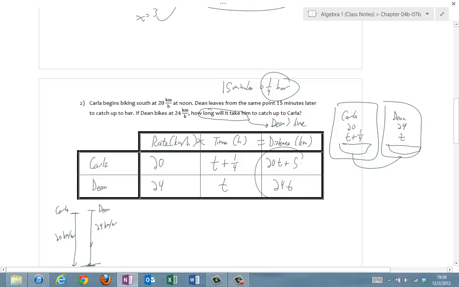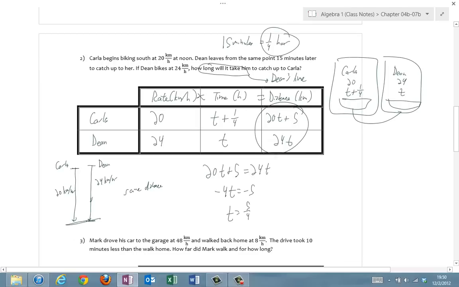It's like, how do we relate these two? Remember, if we looked at what's going on here, it's actually the same distance. The distance was the same. When things are the same, we stick an equal sign between them to show that. So I have negative 4t is equal to negative 5, or t is equal to 5/4. 5/4 is 1 1/4. How long will it take him to catch up? It takes 1 hour and 15 minutes.